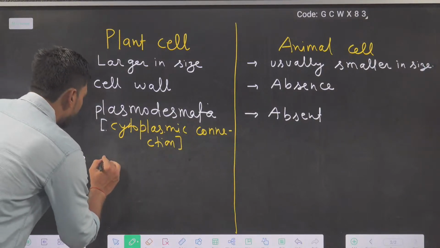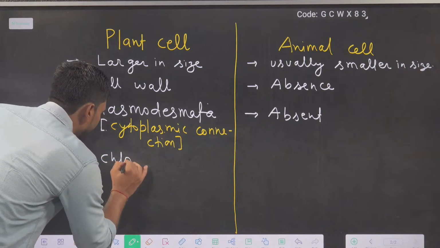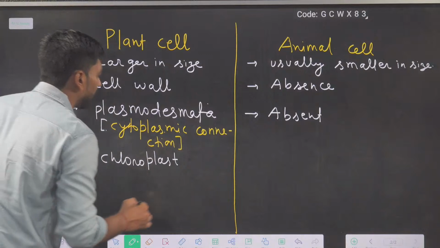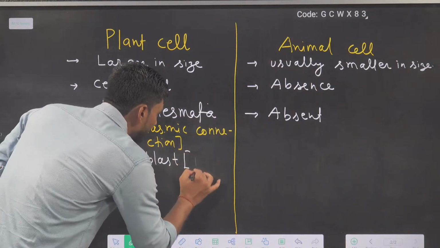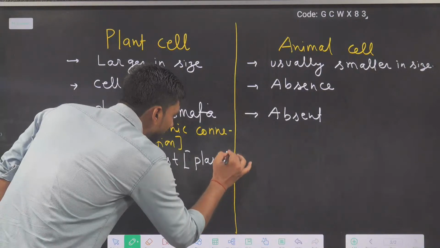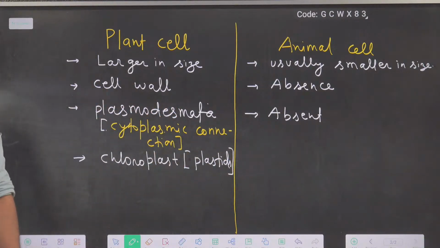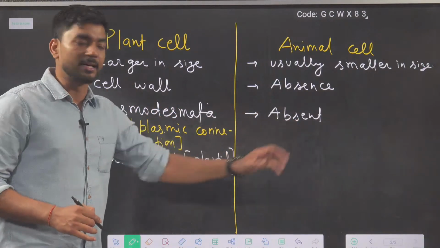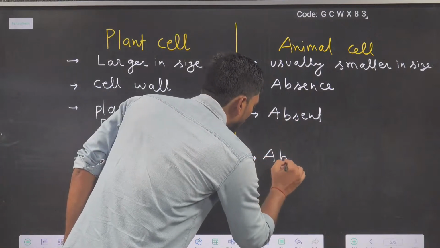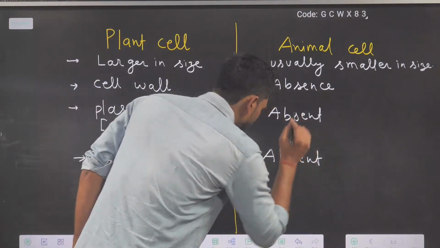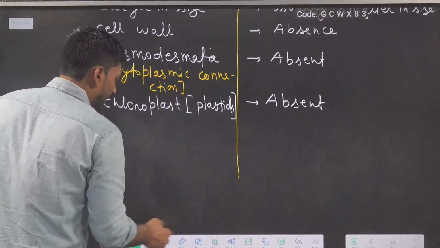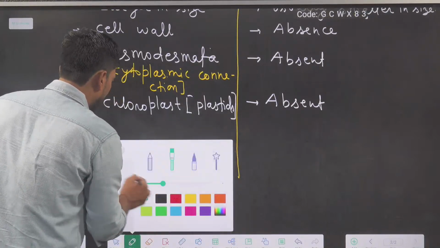So directly we'll go to the chloroplast. So obviously chloroplast is present in the plant cell, or this chloroplast comes under the plastid, or we can call it plastids. So in this case chloroplast is absent. Okay. Next one is, what else we can add?